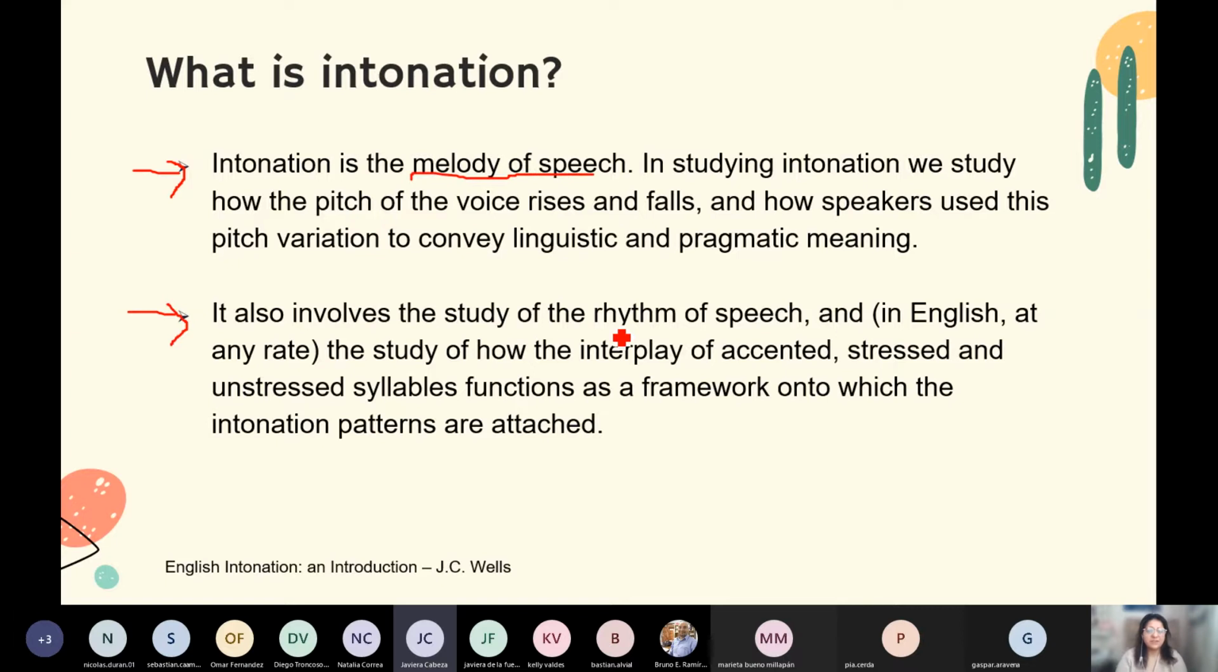Because the patterns of speech change, the messages we want to give, or the intentions we want to transmit, change with these changes in the pitch.